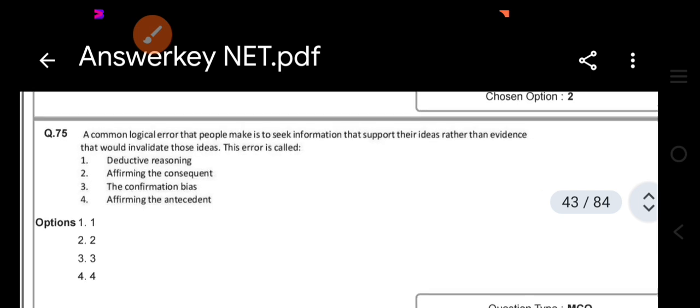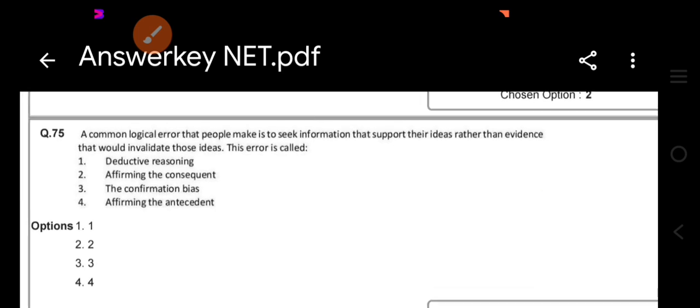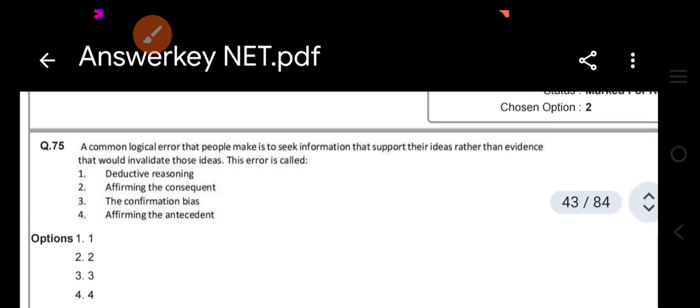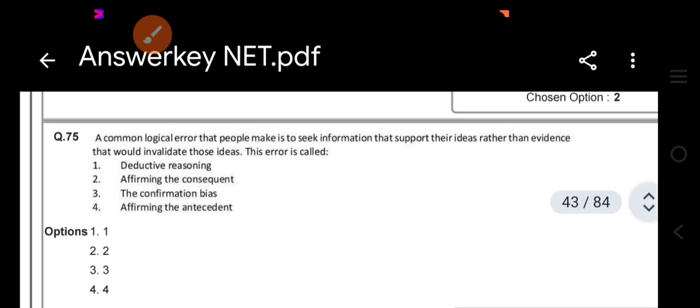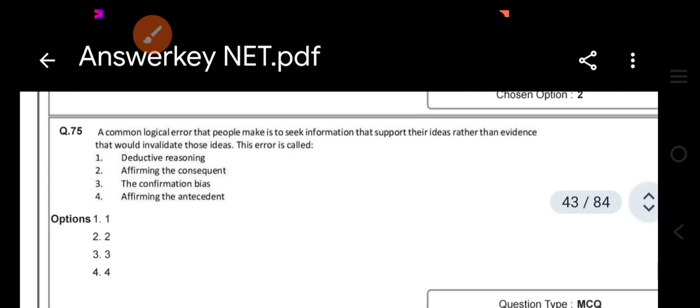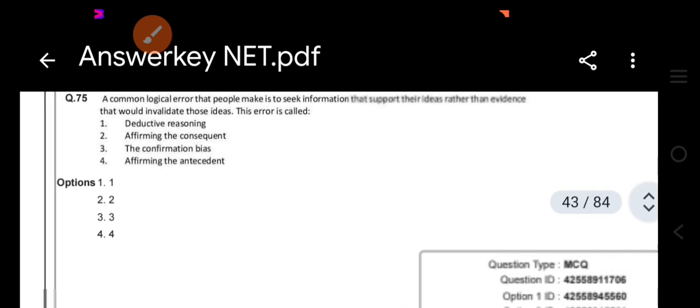The second one, affirming the consequent, also does not match here; the question matches the third option more. A common logical error that people make is to seek information. Whatever we already know, we are confirmed with our understanding, but we are biased. People seek information that supports their ideas rather than evidence. Even though we have evidence, we do not agree with it, because we are confirmed with some bias. So confirmation bias is the right answer.